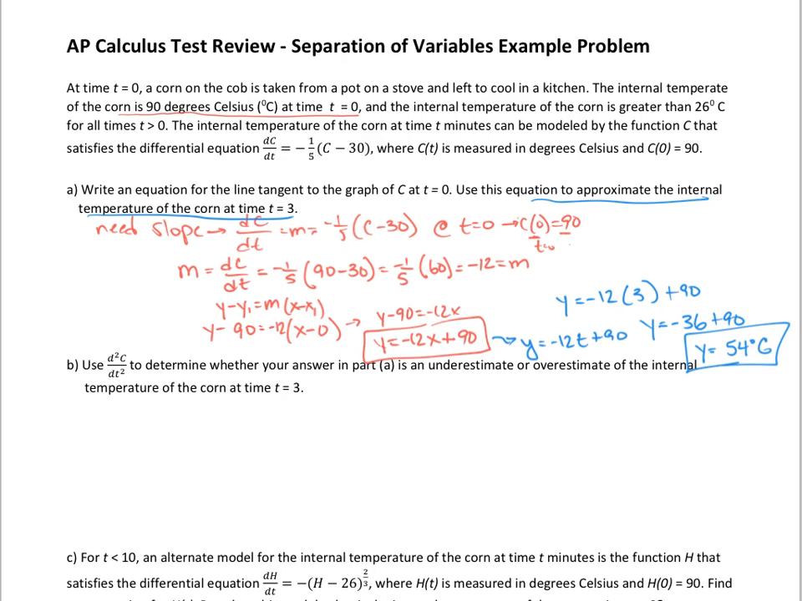All right, moving on to part B. It says, use d squared C over dt squared to determine whether your answer in part A is an underestimate or overestimate. Since it's telling me to use the second derivative, what I need to determine is the second derivative at time equals 3. Is it going to be concave up or concave down? And then I'm going to use this tangent line.